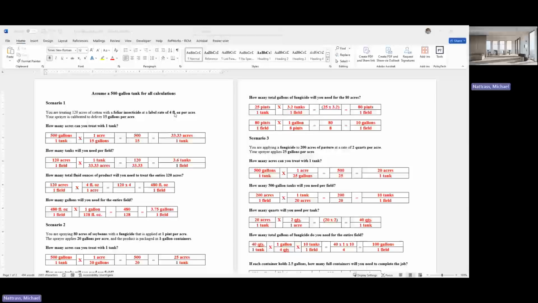Next, the rate is 4 fluid ounces per acre. We know that there are 120 acres in a field and 4 fluid ounces per acre. That's 120 times 4, so 480 fluid ounces for the whole field. Also, notice that if we know that one tank covers 33 acres, we would just multiply the 33 times the 4, which is about 132 fluid ounces per tank.